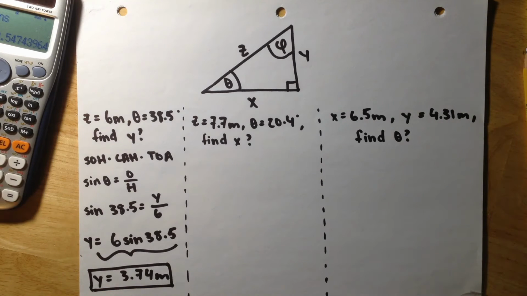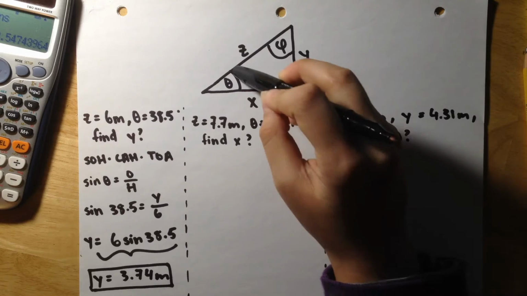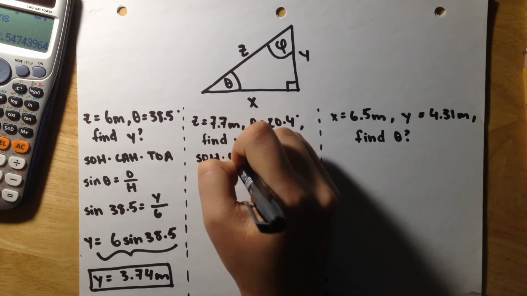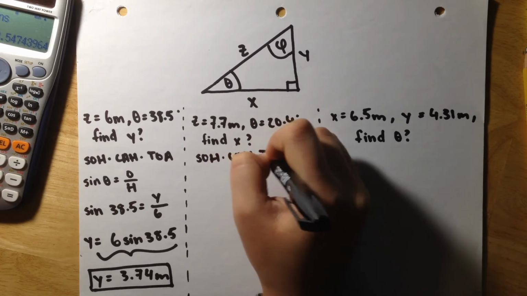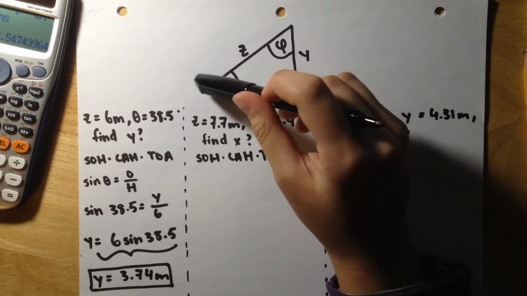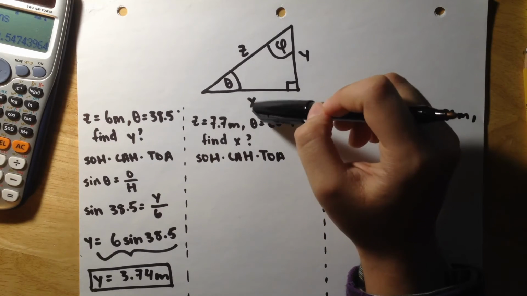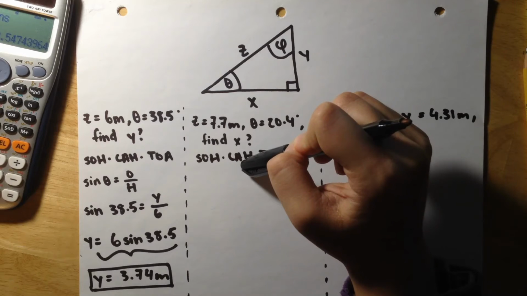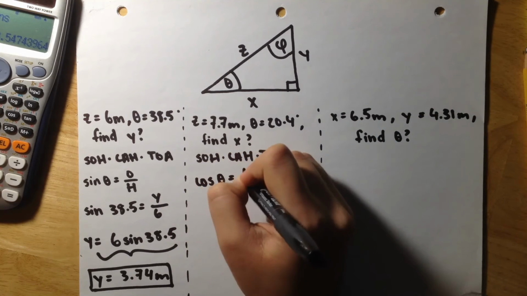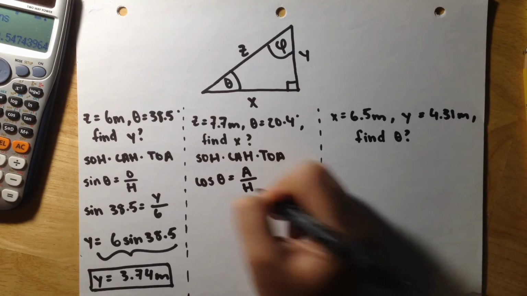In our next scenario, we have the hypotenuse equaling 7.7 meters and theta equaling 20.4 degrees, and we are to find the adjacent side from theta. So if we write out SOH CAH TOA, we have theta, we need to find the adjacent side, and we have the hypotenuse. So adjacent, hypotenuse, CAH, we can use cosine. So cosine of theta equals adjacent divided by hypotenuse.